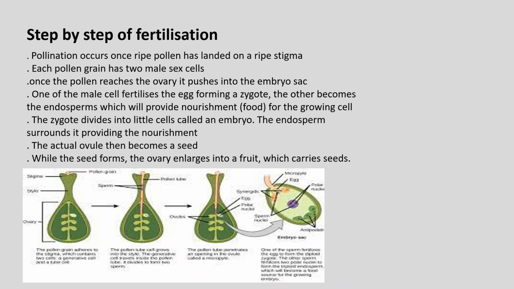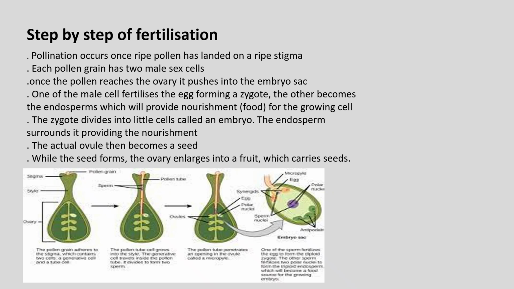Step by step of fertilization. Pollination occurs once ripe pollen has landed on a ripe stigma. Each pollen grain has two male sex cells. Once the pollen reaches the ovary, it pushes into the embryo sac. One of the male cells fertilizes the egg, forming a zygote. The other becomes the endosperm, which will provide nourishment, which is the food for the growing cell.